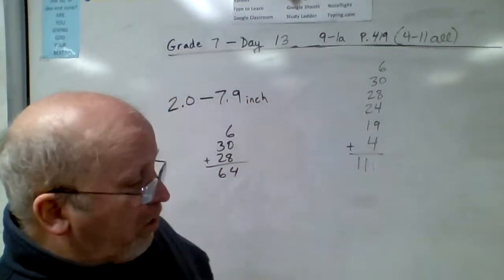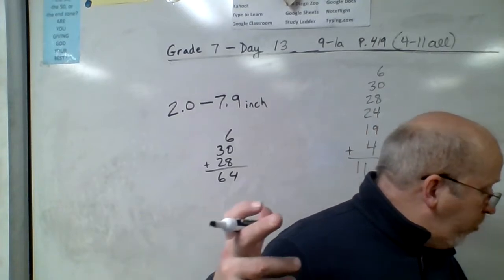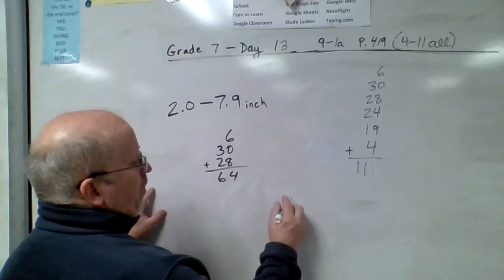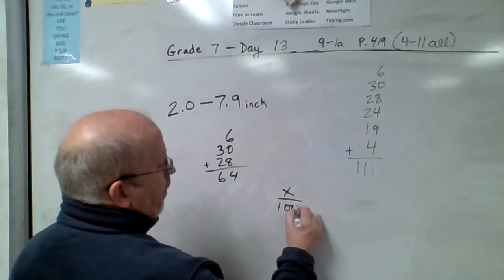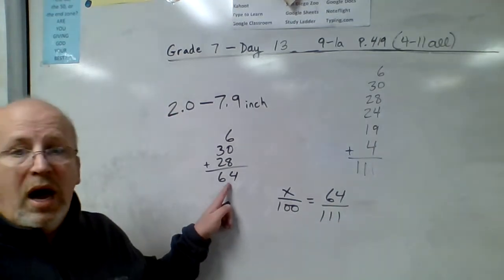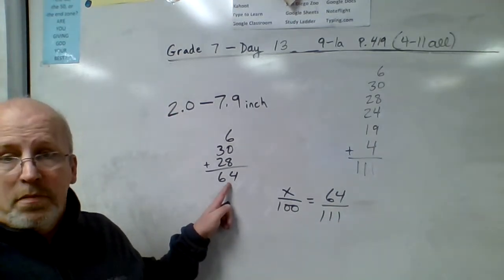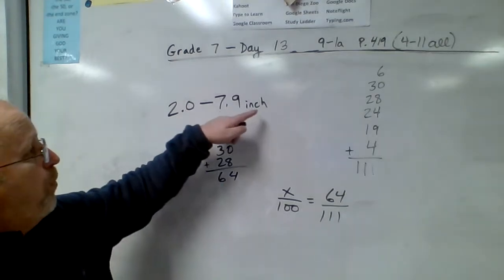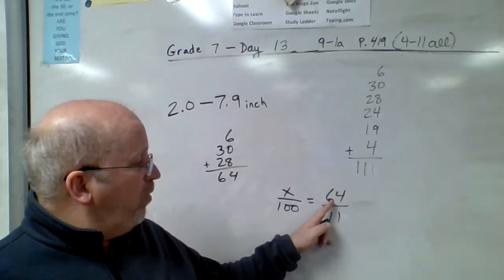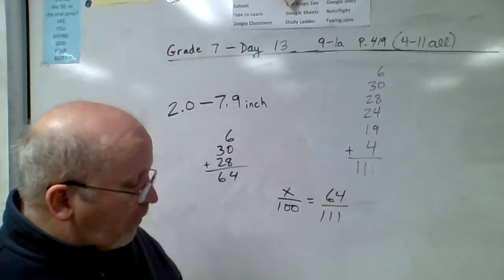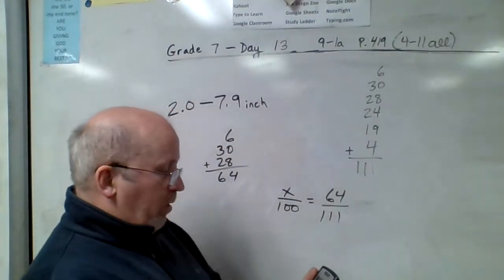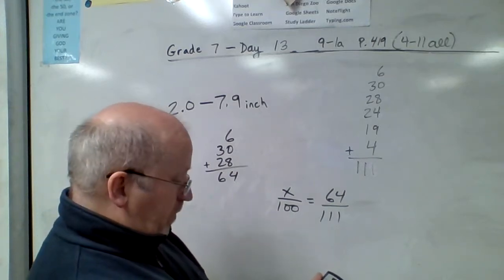Now, remember, our goal is to change this into a percent. It says what percent of tree diameters. And so the next thing I would do is create a proportion. I am comparing the amount of trees that are between 2 and 7.9 inches to the total amount of trees. This is the portion, this is the whole. I would then grab a calculator and solve this proportion.